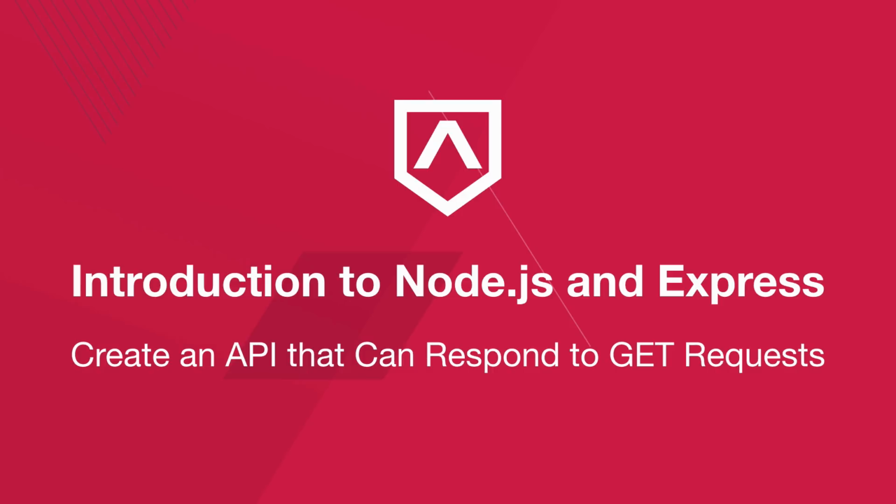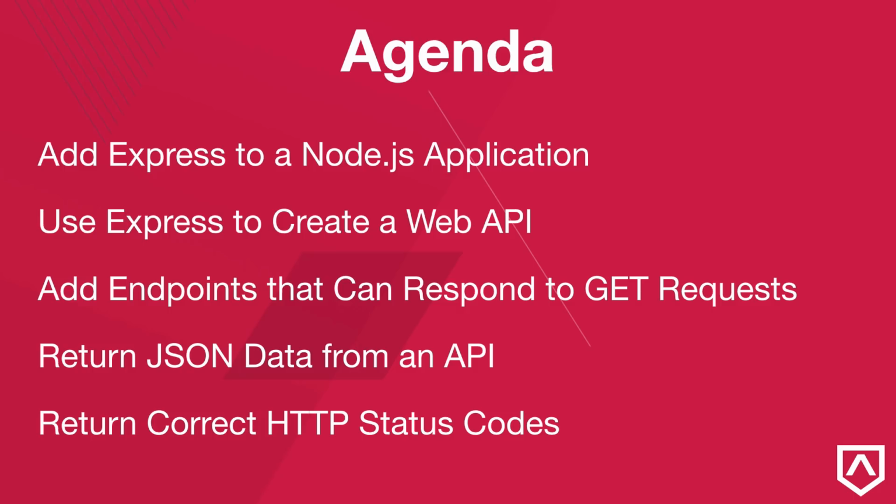In this video, we'll go through the basics of building web APIs using Node.js and the very popular Express framework. Along the way, we'll learn how to add Express to a Node.js application, how to use Express to create a web API, how to add endpoints that can respond to GET requests over HTTP, how to return JSON formatted data from our API, and how to make sure that we are returning the correct HTTP status codes to our clients.